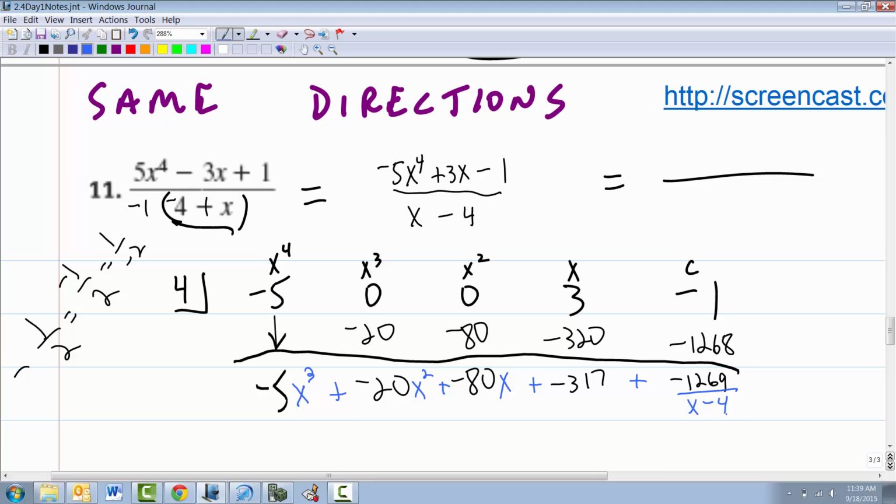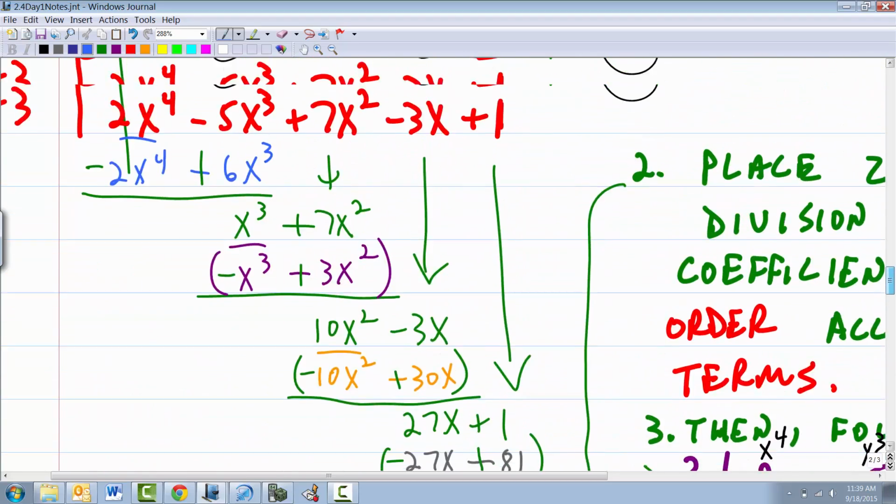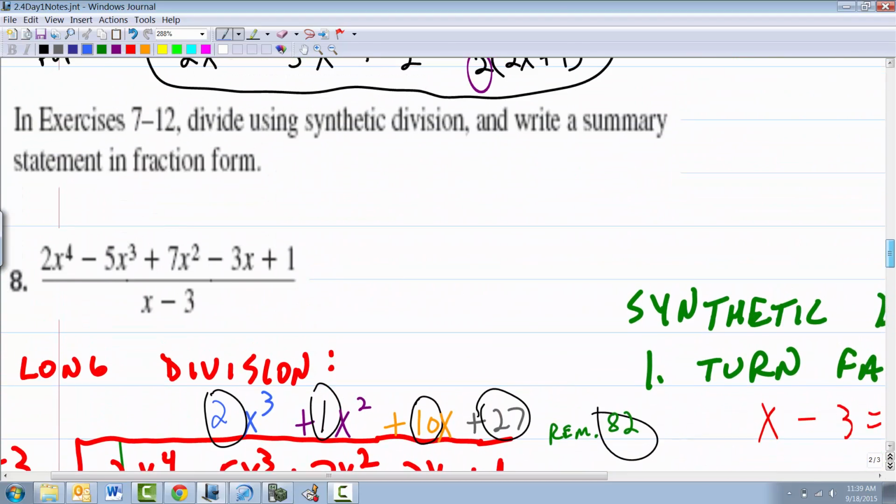That's your answer in fractional form, right? So remember, read your directions. What form do they want? Now, it's time to go back up to this. Oh, we got chock full of notes today, all right? So you better be ready.